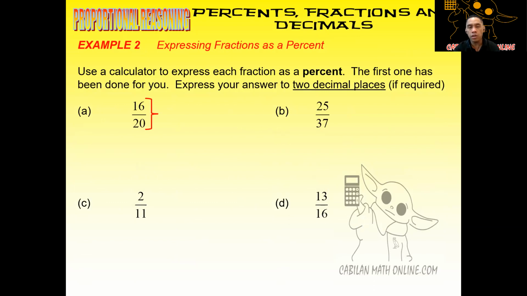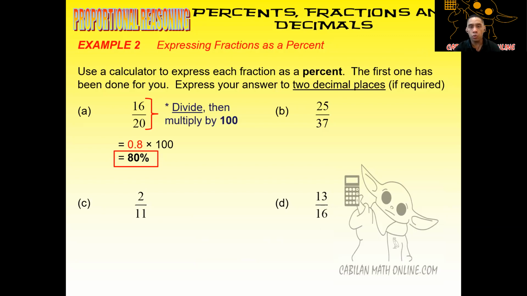So the first thing we're going to do here is take 16 divided by 20, and from there take that decimal and multiply it by 100. Again, 16 divided by 20 gives me 0.8, and then you multiply 0.8 by 100, and that'll give us 80%. Now you notice when you're expressing something as a percent, after you divide the fraction and multiply by 100, you do need to put that symbol at the end.